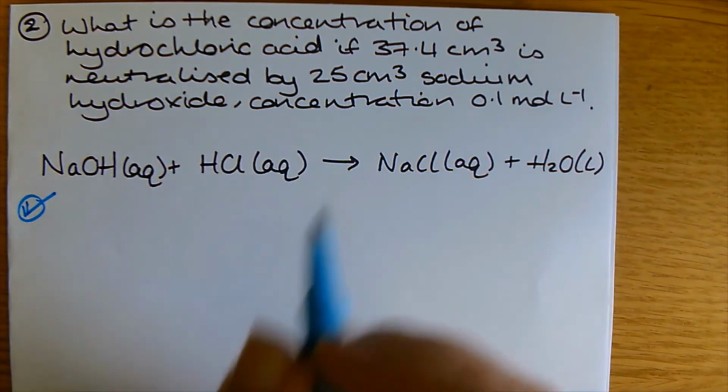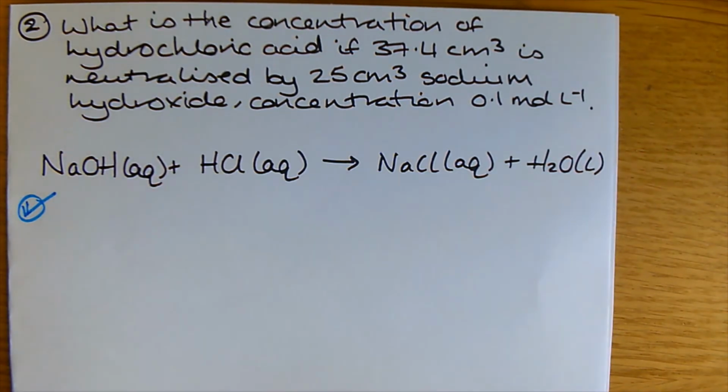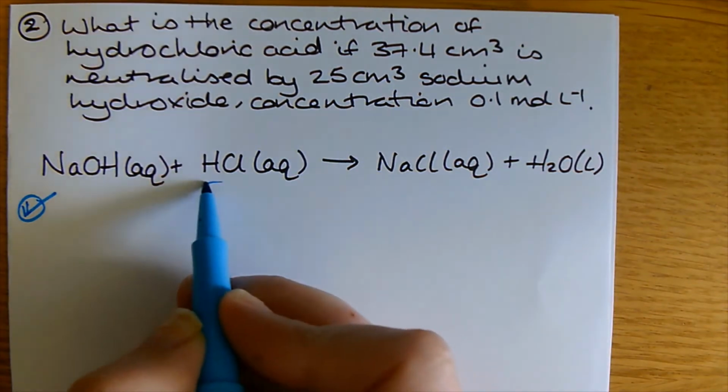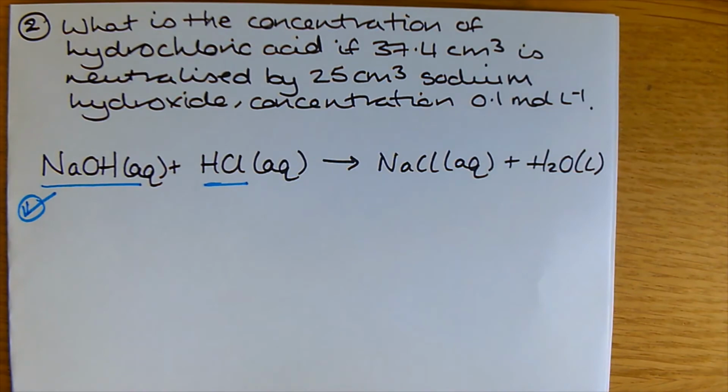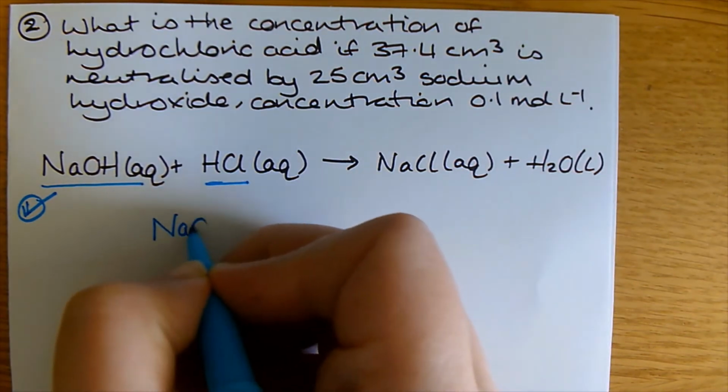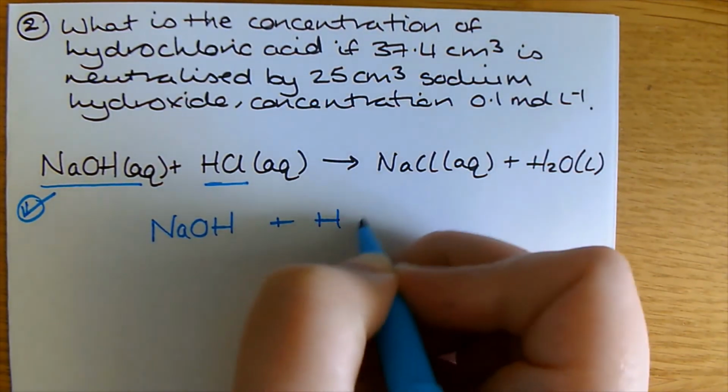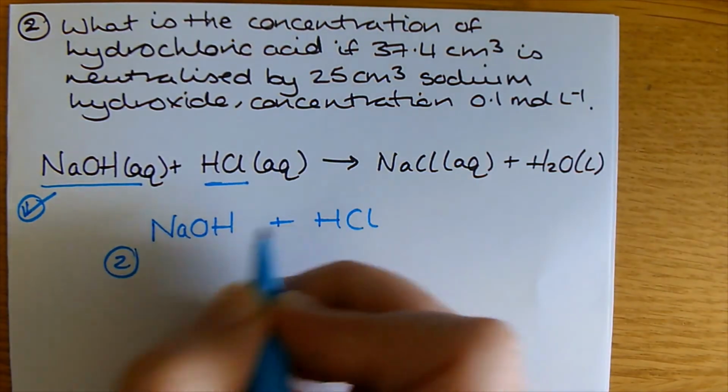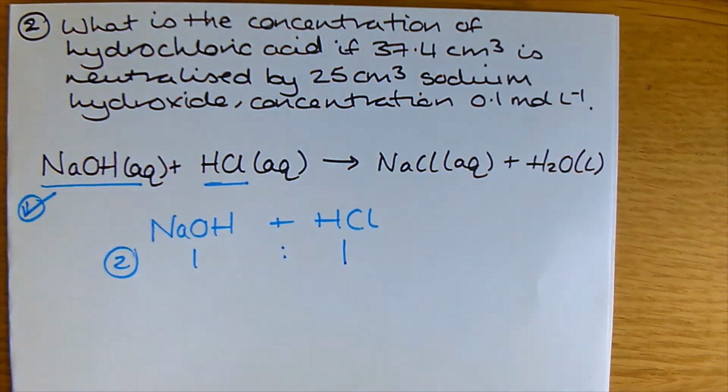Our second step is to rewrite out what species we're interested in and work out our mole ratio. So we're interested in hydrochloric acid and our sodium hydroxide. So if we rewrite that, we can see that we have a 1:1 mole ratio.